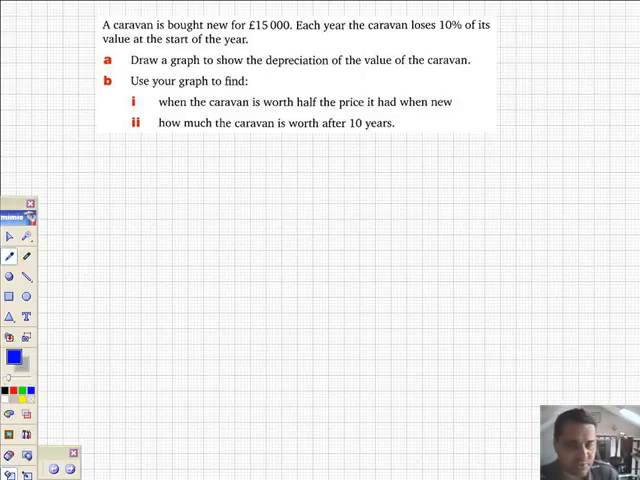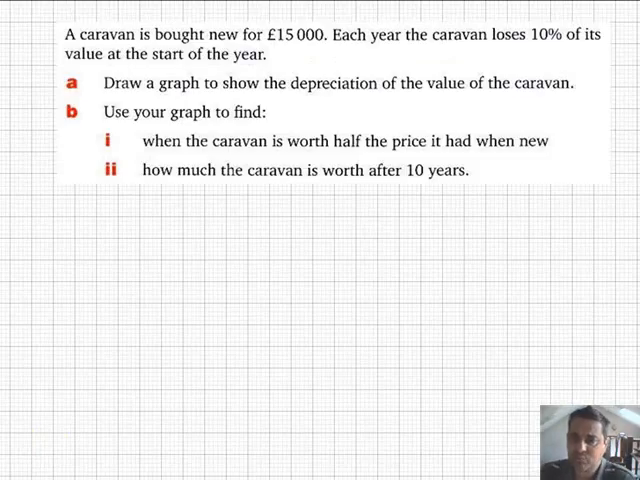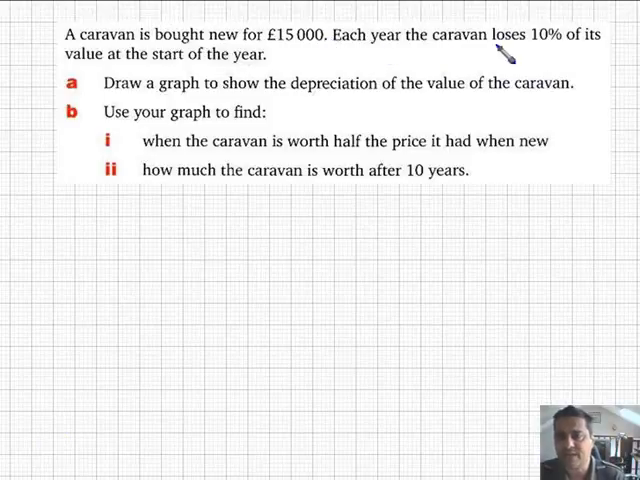Section 8.3, question 6. A caravan is bought new for £15,000. Each year the caravan loses 10% of its value at the start of the year. In other words, we're depreciating by 10% year on year. Draw a graph to show the depreciation of the value of the caravan.